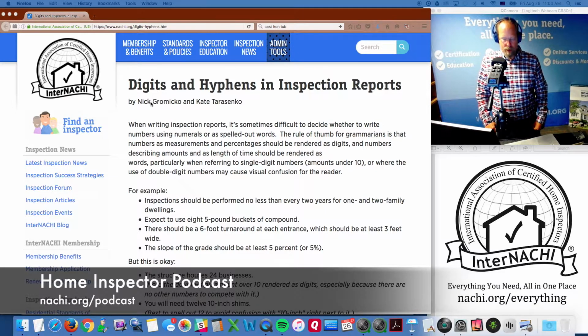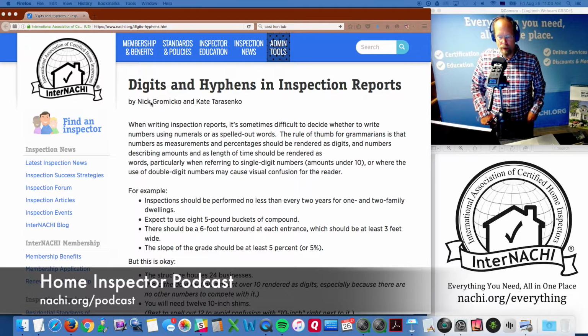Length of time. So if it's under 10, right, use words. So length of time, let's say 5 minutes. It took me 5 minutes to turn on the heating system and take a measurement of the delta T. So 5 is under 10, and it's a length of time. So you use the word FIVE, 5. If it's a length of time and it's over 10, right, use digits. So it would be, it took me 60 minutes to perform the mold inspection. 60 is over 10. It's a length of time. So use 60. Well, that's a lot, right?